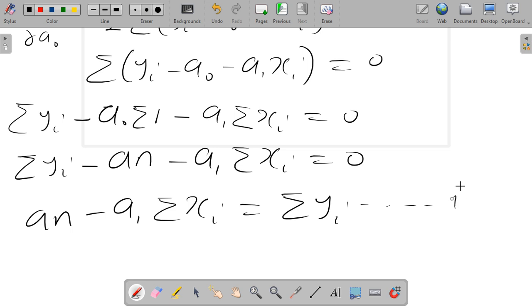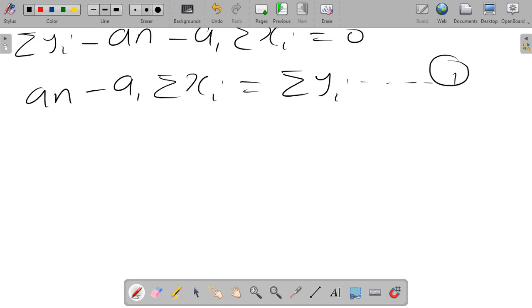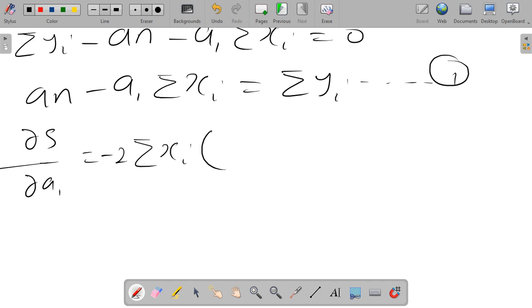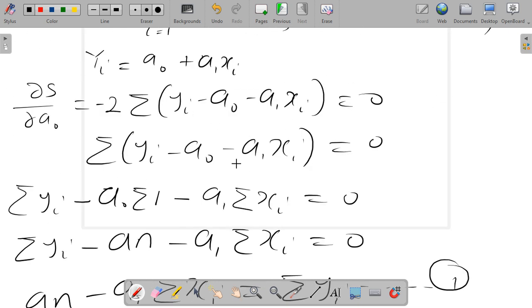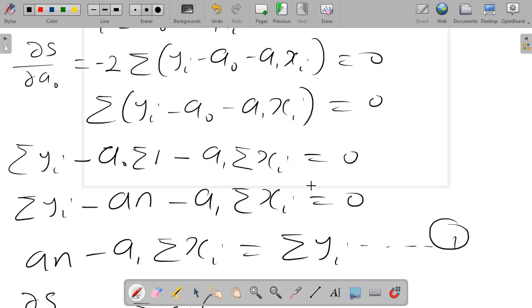This should be your equation 1. Then you will now do the same thing for the other one, which is partial s over partial a1. Remember that when we did it, we got minus 2 again, minus 2 the summation of xi into yi minus a naught minus, okay, so let us fix it.